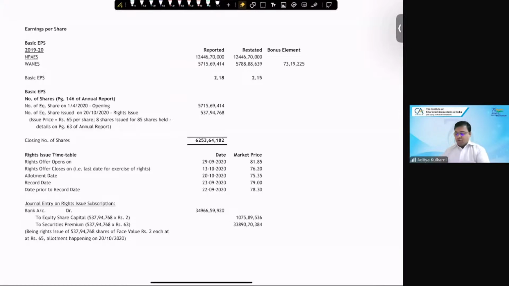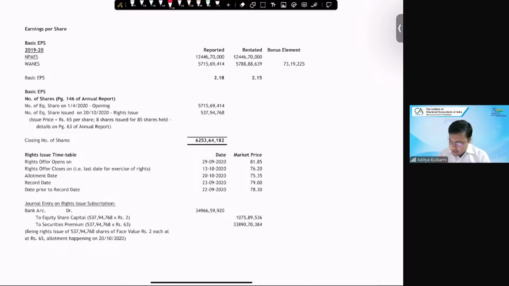Okay. So they came out with a rights issue in 2020-21. So 2021 was a COVID year. I hope you are aware of that, right? So in the COVID year there has been a tremendous hit on the hospitality sector. By virtue of that hit, they needed the funds. So because of that, they came out with the rights issue.